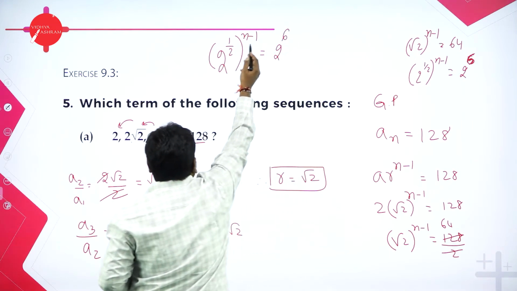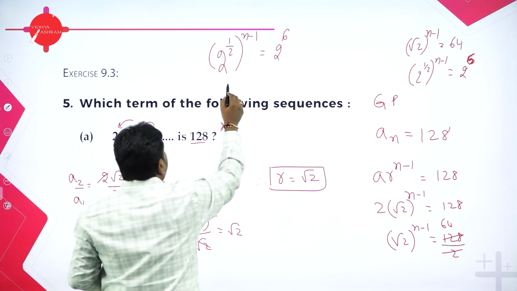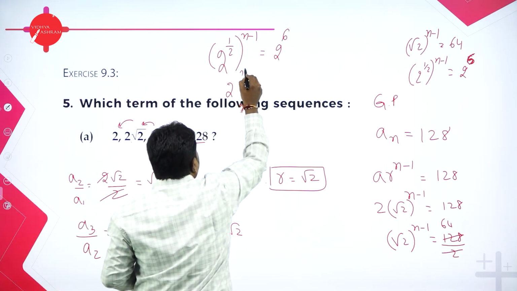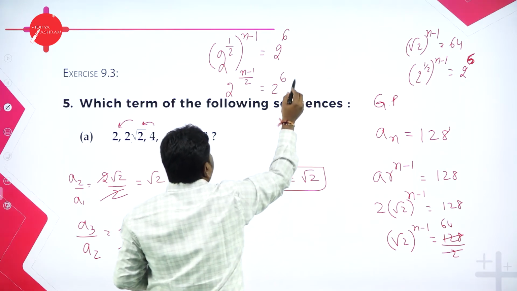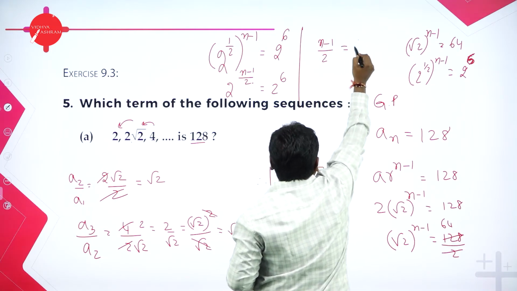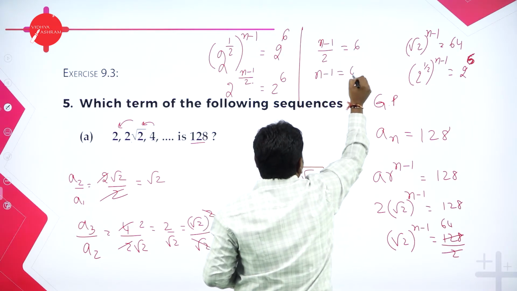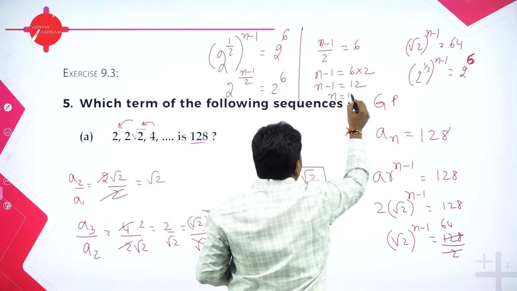So we have 2 power 1 by 2, power n minus 1, is equal to 2 power 6. Now law of indices, a power m whole power n is a power m into n. So this will become 2 power half into n minus 1, which is n minus 1 by 2, is equal to 2 power 6. Now bases are same, equate the powers. If I equate the powers, I'll get n minus 1 by 2 is equal to 6. Or n minus 1 is equal to 6 into 2. Or n minus 1 is equal to 12. Or n is equal to 12 plus 1.